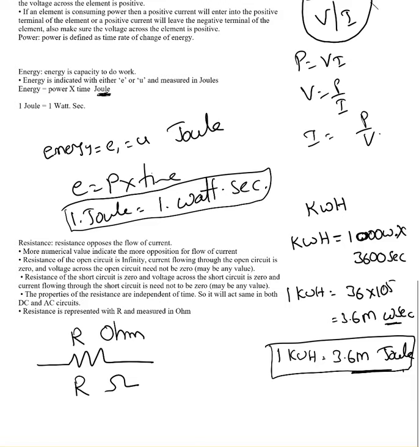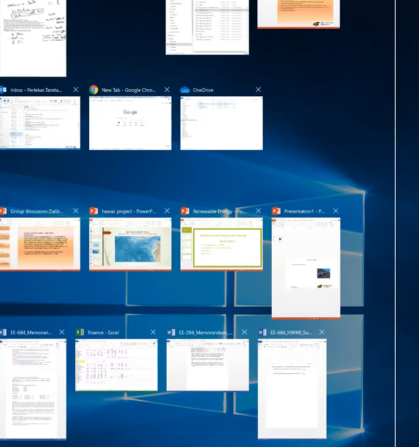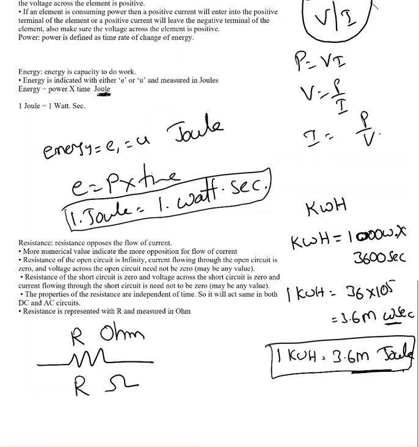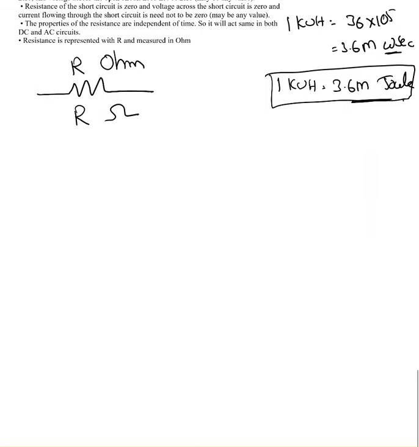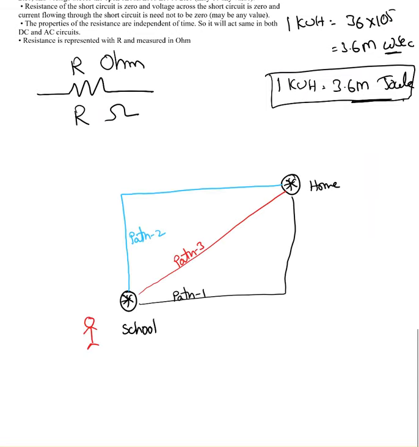So the first property of resistance is that it opposes the flow of current. The second property is that it converts electrical energy into heat or light. That's another property of a resistor. Now I'm going to explain all these things with a simple analogy.